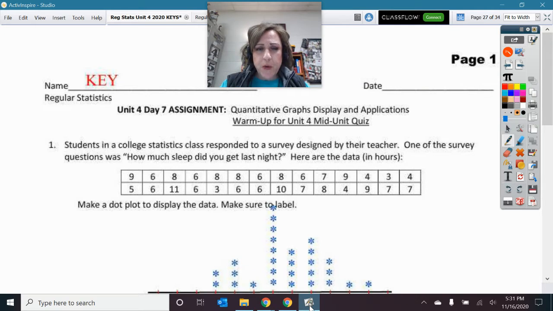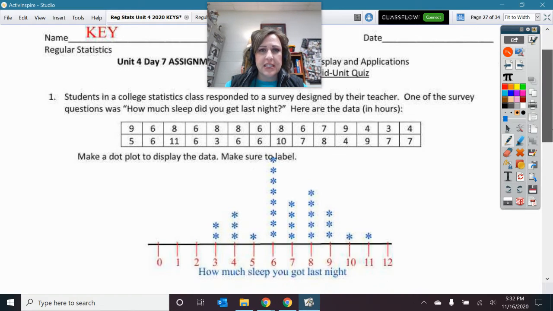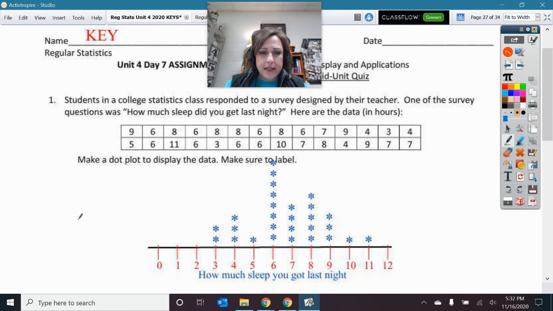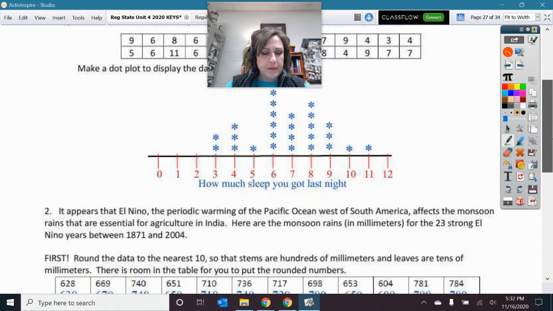All right, we're going to go over all the quantitative graphs, displays, and the applications. Let's see how you did. All right, so here on our first one, this was how much sleep did you get last night? These numbers went from 3 up to 11. How much sleep did you get last night? Labeled it, and then we had those amounts in those sections. All right, you can check and see how you did there.